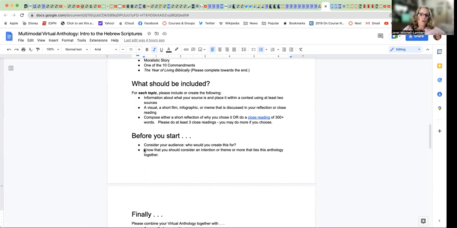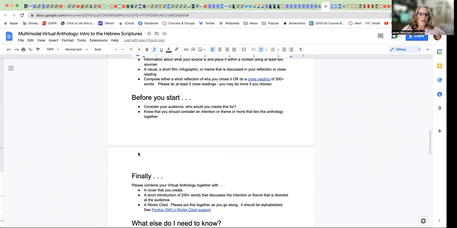So know that you should consider an intention or a theme that ties the anthology together. Why are you creating this? What is it that you're going to look at that you can showcase throughout? It's a good idea to try and do this ahead of time, but you could start creating and then notice what that pattern is.